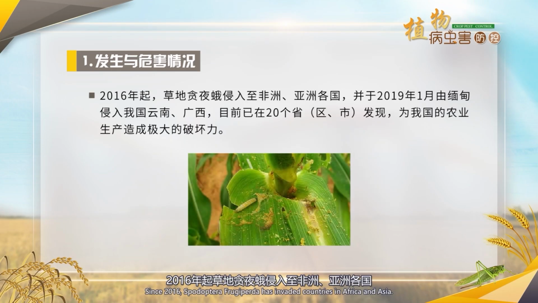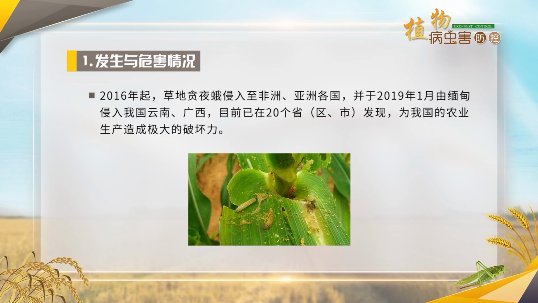Since 2016, Spodoptera frugiperda has invaded countries in Africa and Asia. It invaded Yunnan and Guangxi of China from Myanmar in January 2019. Now, it has been found in 20 provinces, autonomous regions, and municipalities, causing significant damage to China's agricultural production.